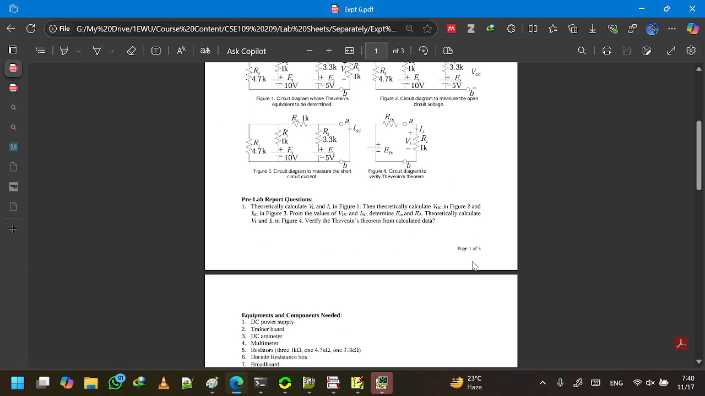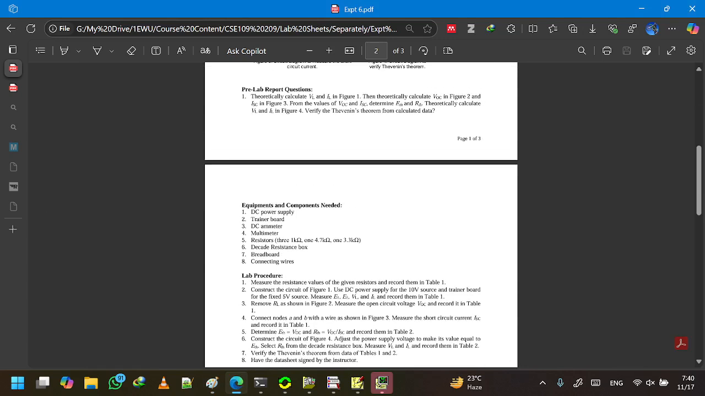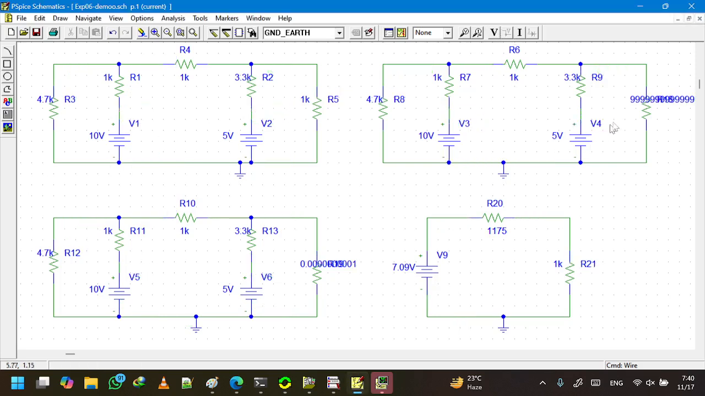So in the lab sheet, they have told us to do it in a different way. But I'd like to emphasize another thing before. So let us see the simulation part. Remember how we made open circuit and short circuit? There is a smarter way to do it.